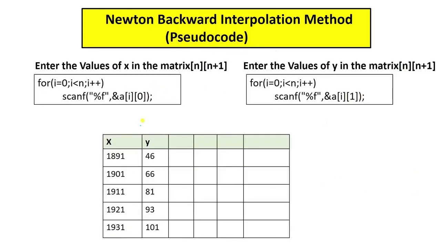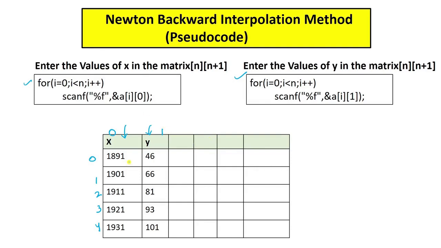So first thing, we have to enter these values of the x and these values of the y in our matrix. This is the zeroth column, this is the first, and this is row number 0, 1, 2, 3, and 4. These loops are the same as we have seen in our Newton forward interpolation method, because the values will be entered in the same way. There is no such difference.